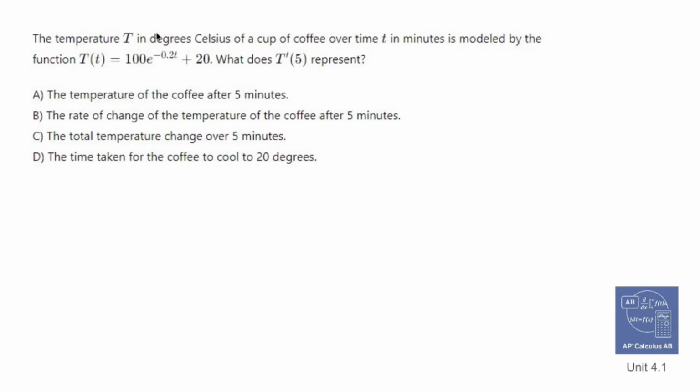Your T is going to be temperature, so it's the rate of the temperature over that many minutes, 5 minutes. So it's the rate of change of the temperature of the coffee after 5 minutes. When you take the derivative of something, you find the rate. Usually rates are like miles per hour, but this is going to be temperature over minutes. And when you use 5, you are plugging 5 into little t, so you're talking about 5 minutes: the rate of change of the temperature of the coffee after 5 minutes.